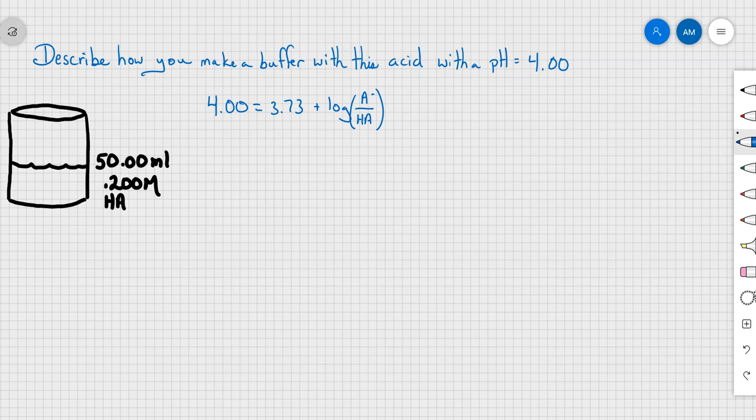If you look at this ratio right here, it has to be greater than 1 because we need to increase the pH. So we need more A minus than we have HA. In other words, we need to produce more base because we need to increase the pH, which in effect is adding more base. So this is what we'll say. If you subtract 3.73 from both sides, we'll get 0.27 equals this ratio.